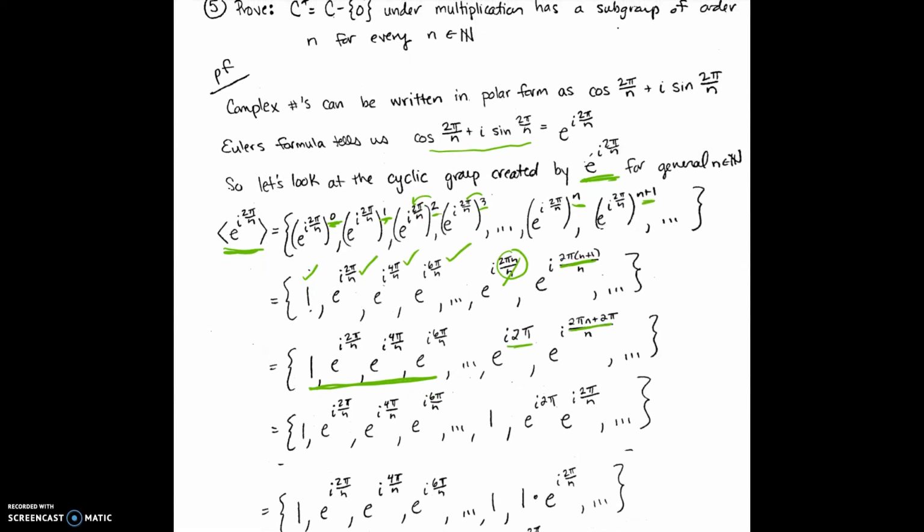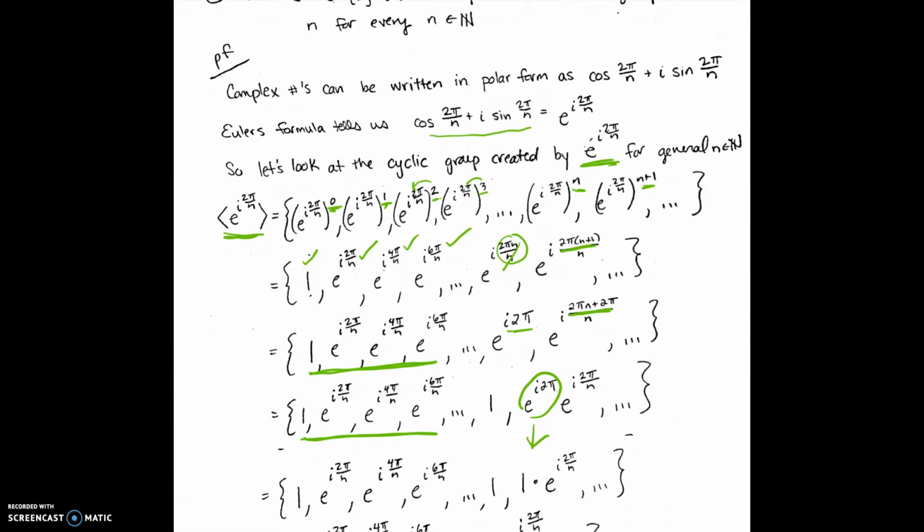So we can simplify it even more. The first 4 stay the same again. e to the i 2 pi is just 1. And then I broke up this fraction into 2 pieces. So e to the i 2 pi times e to the i 2 pi over n. But we know this first part is just going to be 1, right?